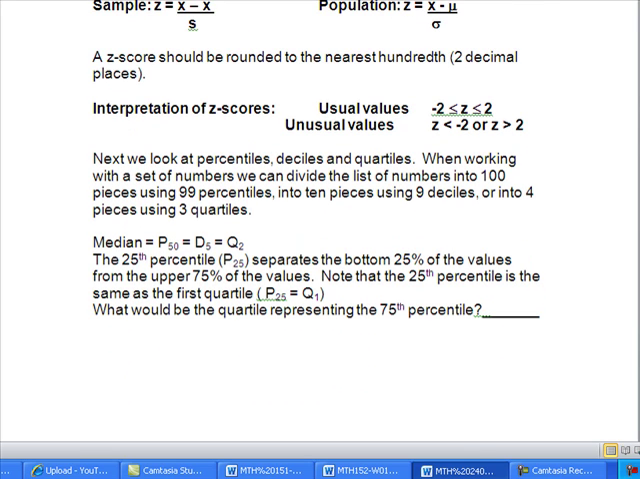A z-score should be rounded to the nearest hundredth, that is 2 decimal places, because later on we'll be using a table of z-scores, and those values are always rounded to the nearest hundredth.